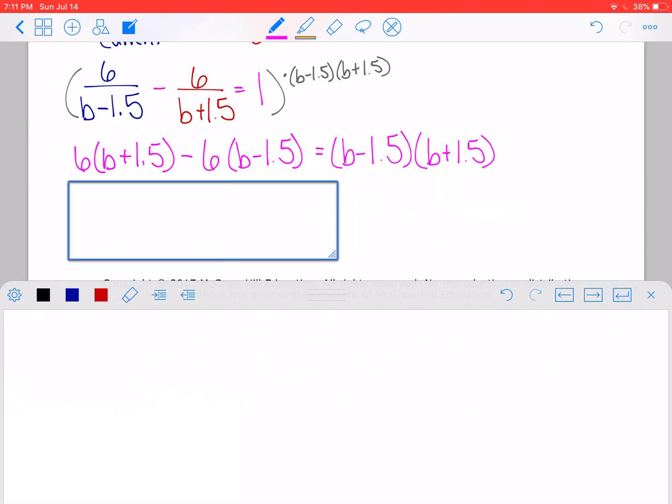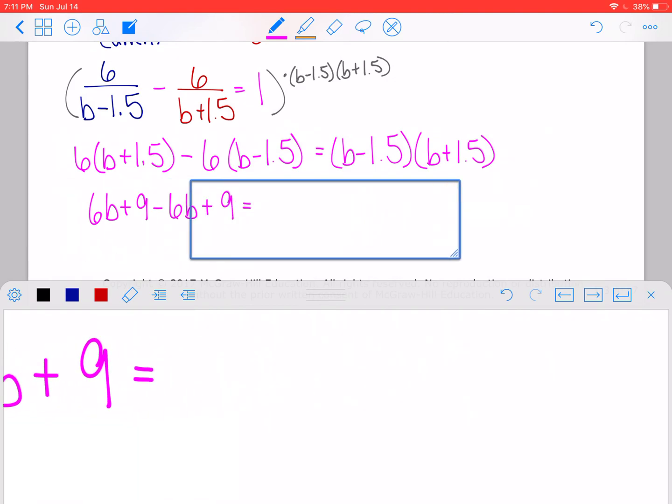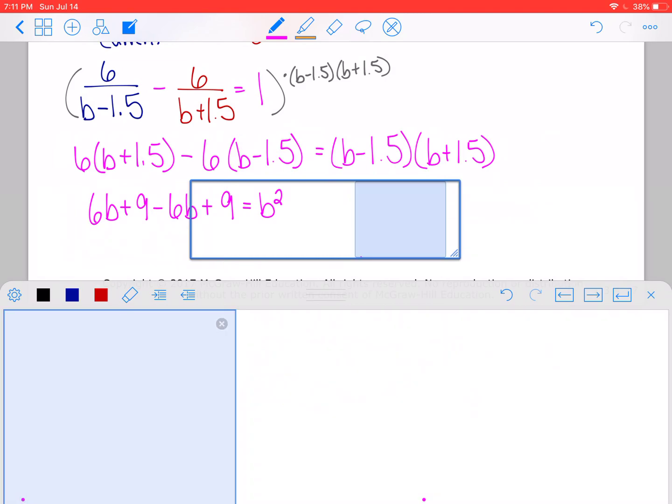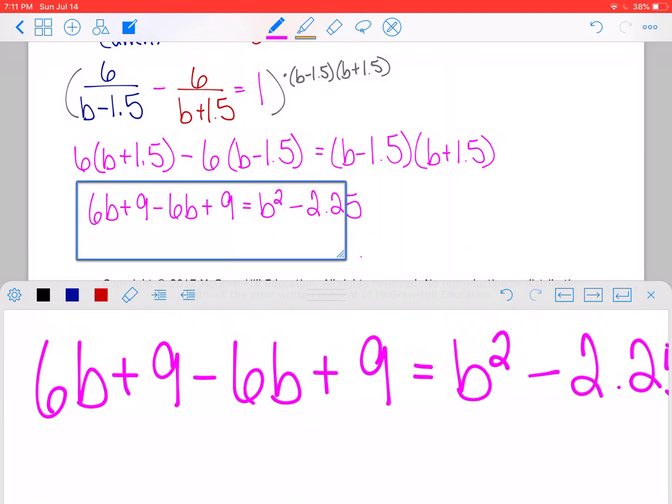And so we go through and simplify. Distribute your 6 and negative 6. Notice that's a plus 9. And then FOIL. So we've got b squared. It ends up as b squared plus 1.5b minus 1.5b. So they go away. Minus 2.25. Okay, notice the 6b's cancel each other out. And that gives us 18.